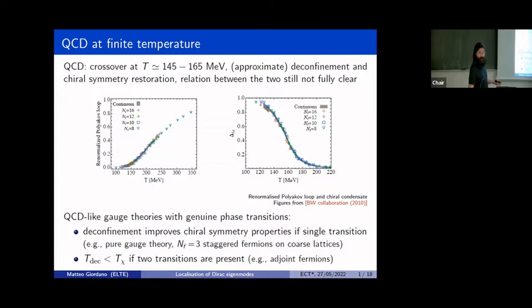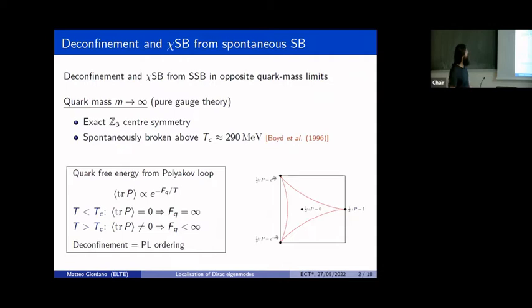Another thing that you certainly know is that both deconfinement and chiral symmetry breaking can be understood in terms of the spontaneous breaking of a symmetry, although in opposite quark mass limits. So in the quenched limit of infinite quark mass, you fall back on the pure gauge theory, which has an exact Z3 center symmetry, I'm talking about QCD now. And this symmetry gets spontaneously broken at high temperatures.